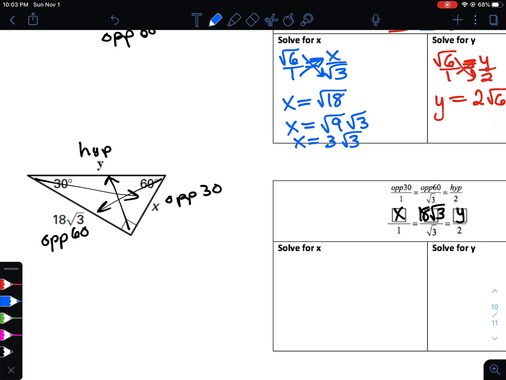All right, so starting with x, we're going to set the x over 1 equal to 18 square root of 3 over the square root of 3. And really, we don't even have to cross multiply this. All we really have to do is go ahead and simplify everything. So if we take x over 1, that's just x, and the square root of 3's are going to cancel to just give us 18. So then we have that x is equal to 18.